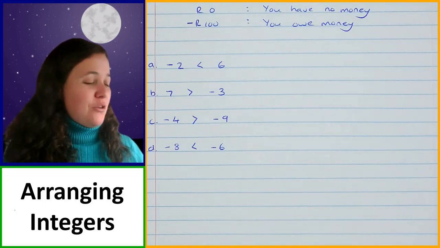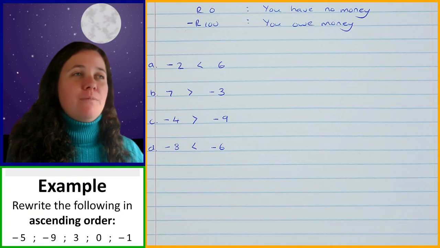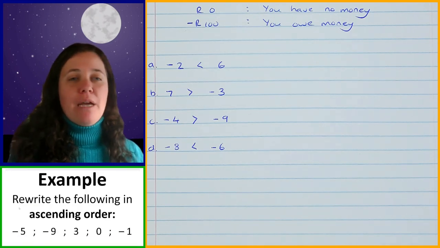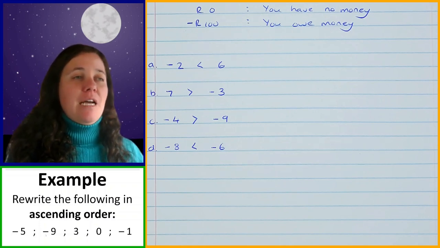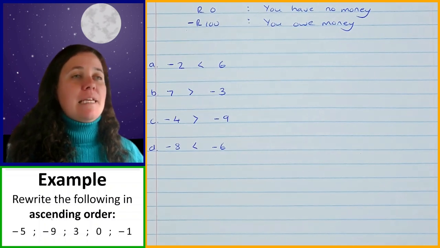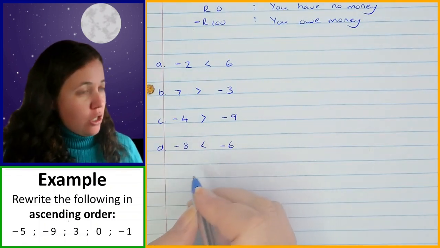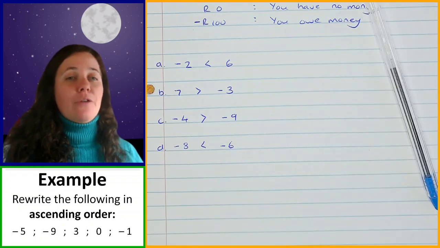Okay, right. So arranging integers, we're going to do an example. Our first example over here, we are going to arrange the numbers negative 5, negative 9, 3, 0, and 1 in ascending order. So ascending, we said, is from smallest to biggest. So we first are going to look at what those numbers are, and we're going to find the smallest one out of all those numbers.